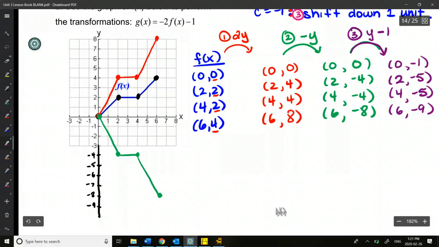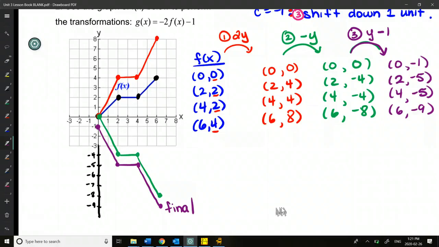So here's our new points. Basically, all of them are just shifted down on the graph 1 unit. Okay, and this would be the final graph right here after we've done each of those individual transformations.